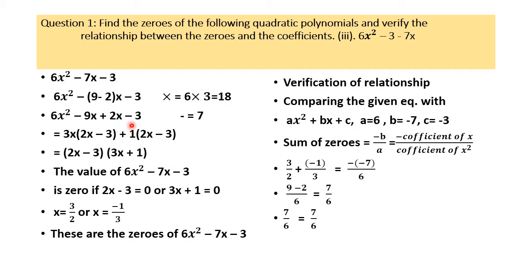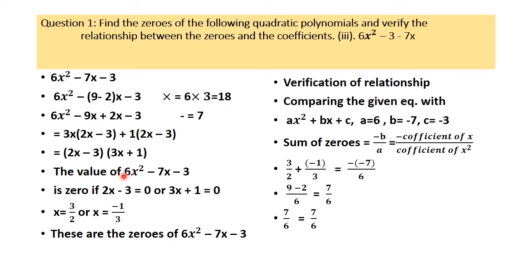Here see, these are the same terms, and we will take common plus 1. Now common is 2x − 3. Here we are left with 3x + 1. These are the factors of the given quadratic polynomial.